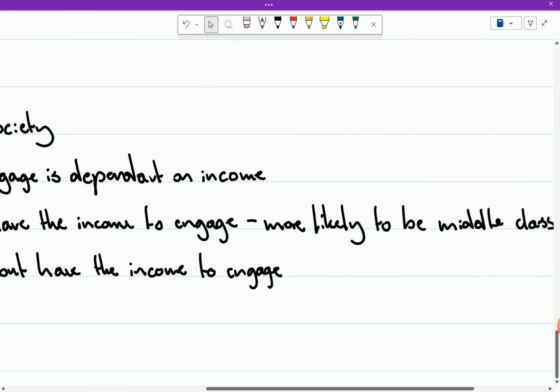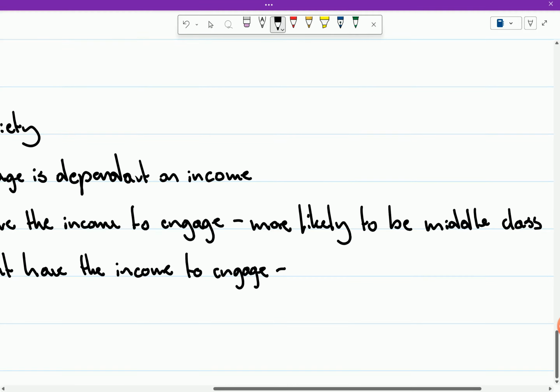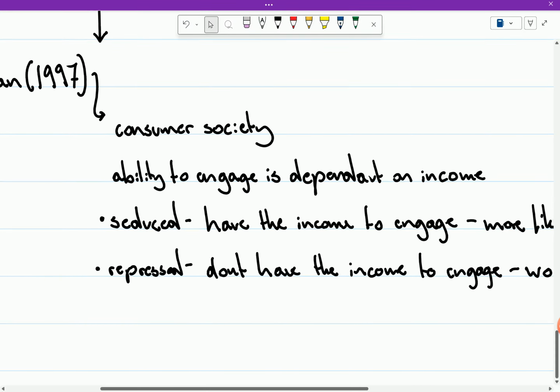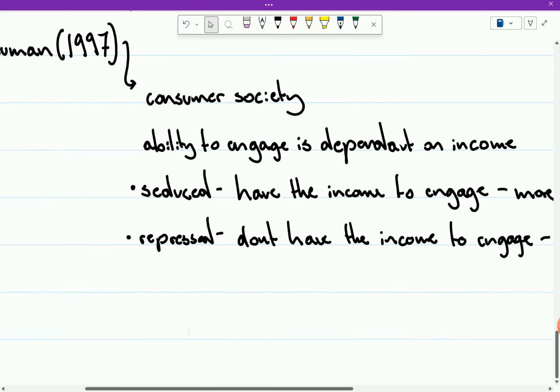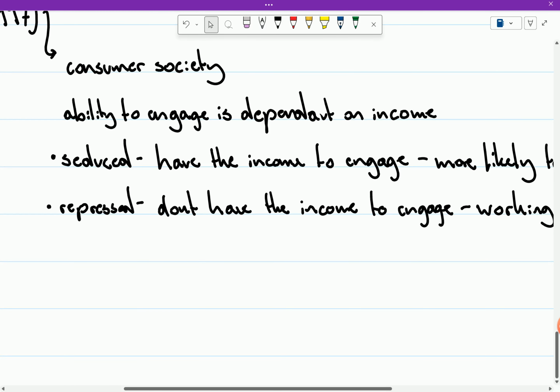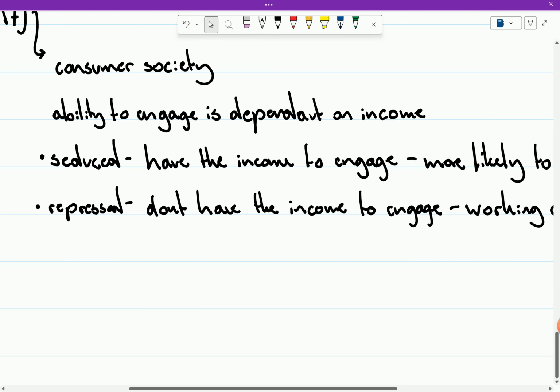And then the repressed are more likely to be working class. Okay. So the seduced can engage, that's fine. If the repressed can't engage, then you could argue that their social class is affecting their consumption abilities. Because they can't engage.